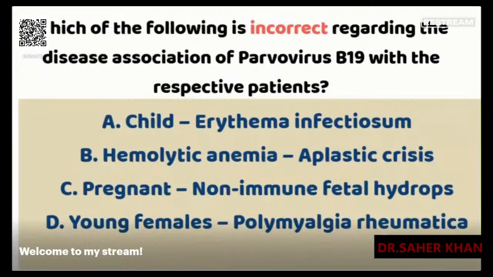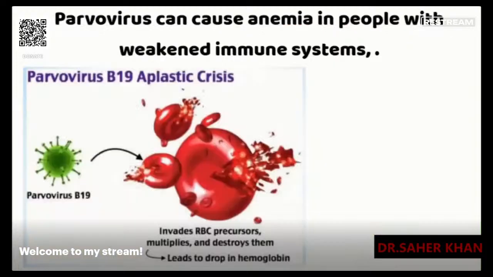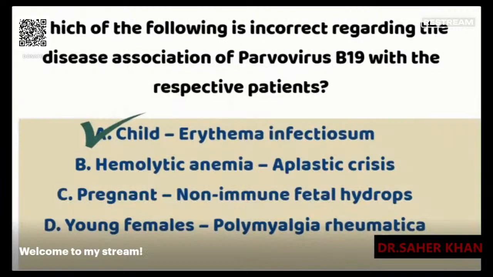Okay. The second option says hemolytic anemia, aplastic crisis. Again, this complication is caused by parvovirus B19. Parvovirus stops red blood cell production for a short time, but in patients with pre-existing conditions like sickle cell disease or thalassemia, it can cause severe anemia known as aplastic crisis. So again, this option is related to parvovirus.